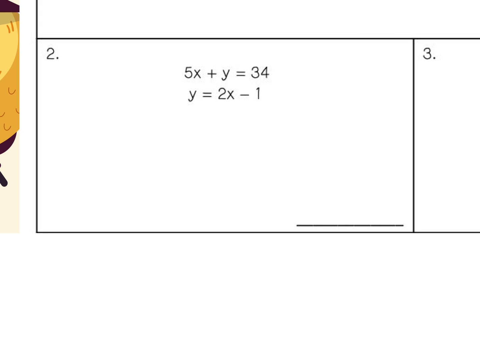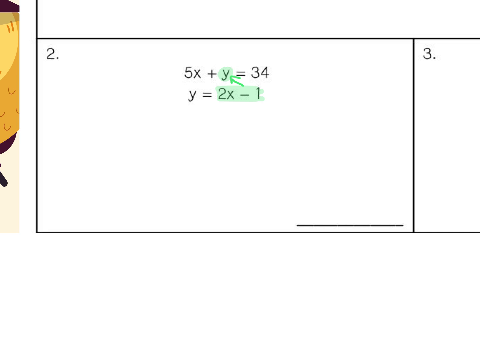All right, let's look at number 2. So again, remember, we're in the focus of substituting. So it tells us in this second equation that y equals 2x minus 1. So what we're going to do is, in this first equation where we see y, we are going to substitute or replace the y with 2x minus 1. Because if 2x minus 1 is equal to y, then I can replace whatever I see y with the 2x minus 1 because they are equal to each other.